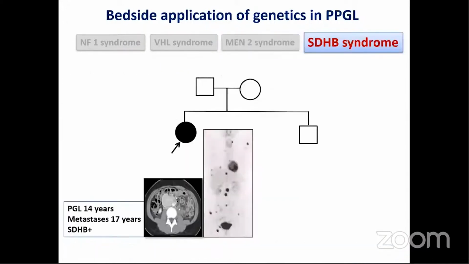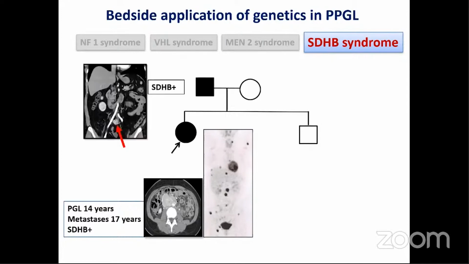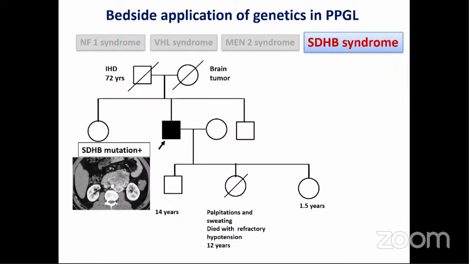Right, and moving on to SDHB syndrome, again, look at this patient who presented with PGL, probably at the root of the organ of Zuckerkandl, at 14 years of age, treated and sent back home, but she came back after 3 years with a metastasis. So this is something which is very typical for SDHB. And then the father was screened, who also had an extra-adrenal paraganglioma.